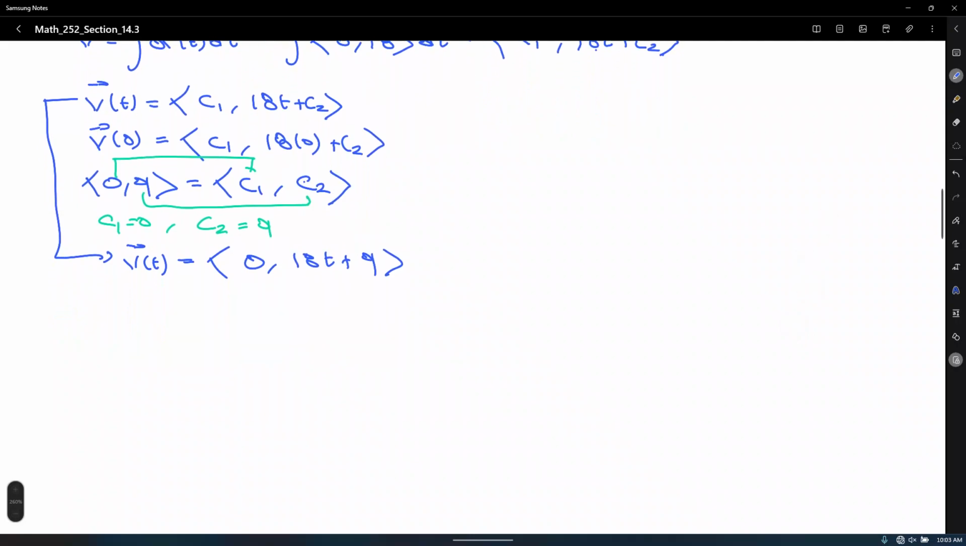Now, how do we express this formally first? Number one, r of t, which is the position, that is the integral of the velocity. Because again, we're doing this backwards. We're not going like we did before from position to velocity and then from velocity to acceleration. Now we're going back. We're integrating, which is the opposite of the derivative. Okay, so we need to integrate the vector we just got in the previous part. 0, 18t plus 9 dt.